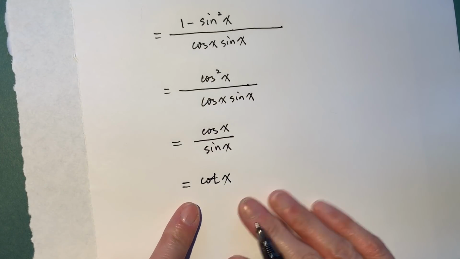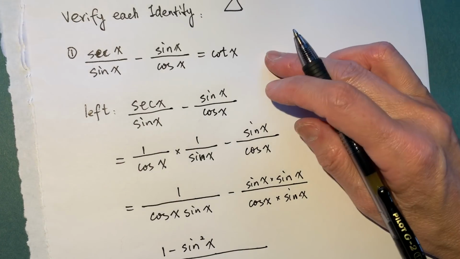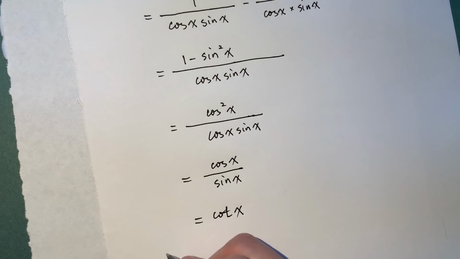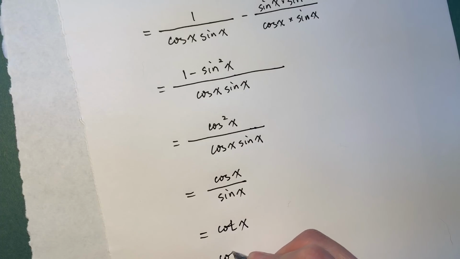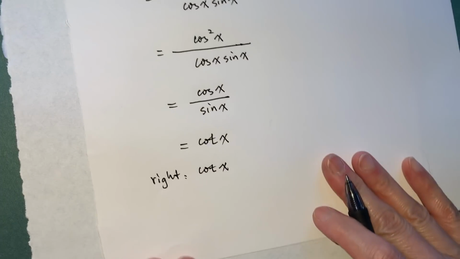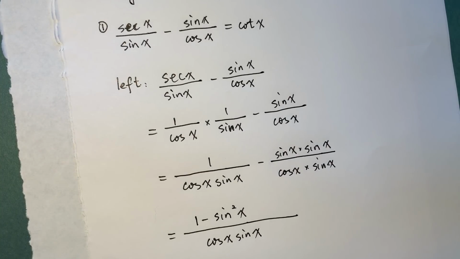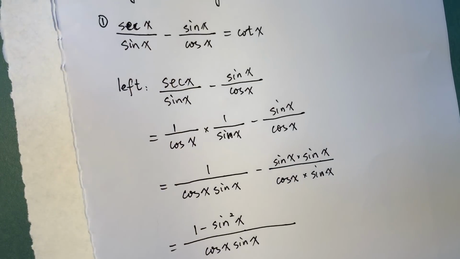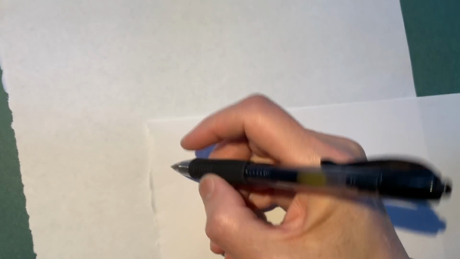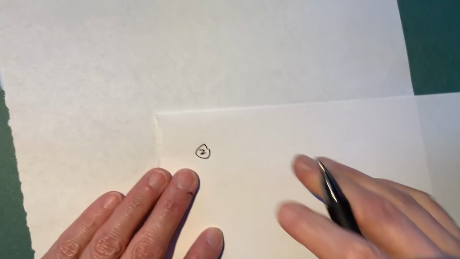This is on the left side. On the right side, it's the same. So write cotangent x. So the identity equals. So this identity is established. Question number 2.